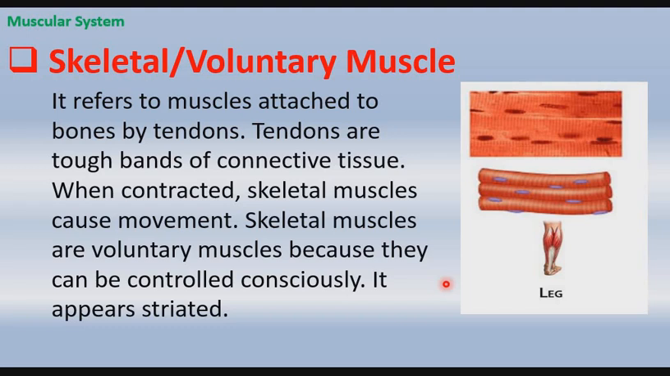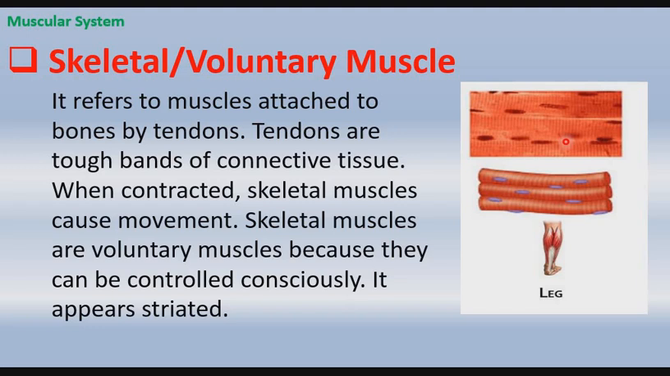Apart from that, the skeletal muscles are made up of fibers. These fibers are fused together to form what we call muscle cells. Muscle fibers are made up of similar units called myofibrils. These myofibrils are made up of protein filaments that we call myosin and actin. Myosin and actin are the two protein filaments that make up the myofibrils.